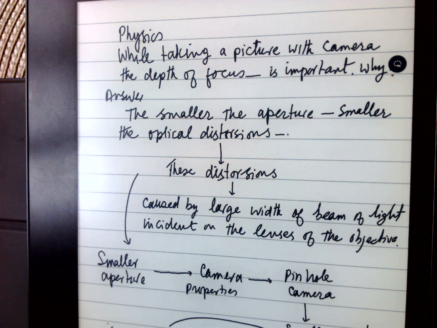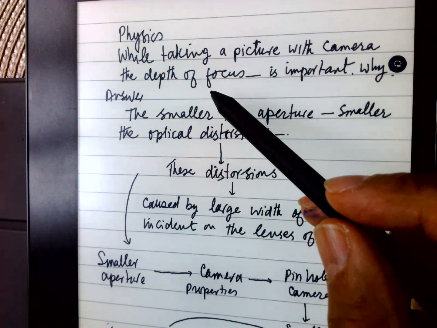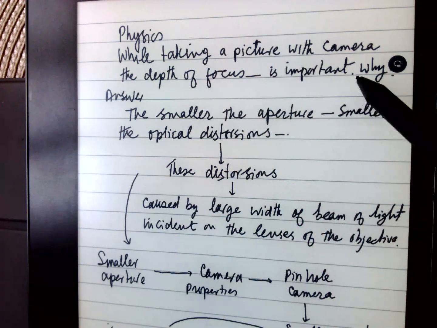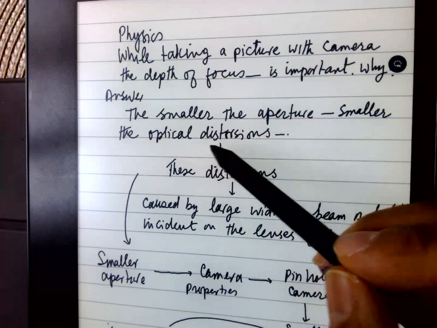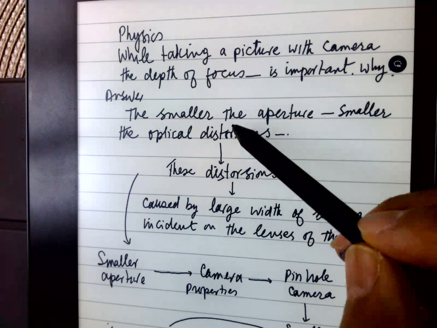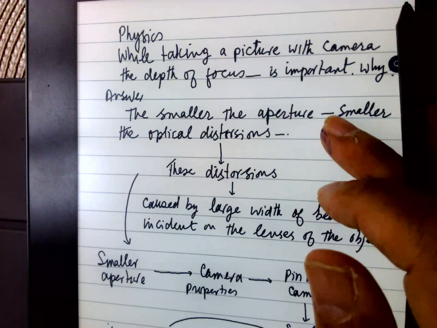Hello, physics. The question is, while taking a picture with a camera, the depth of the focus is very important. Why is the depth of the focus very important for the camera? Answer: the smaller the aperture, the smaller the optical distortion. And these are the optical distortions which damage the quality of the picture.